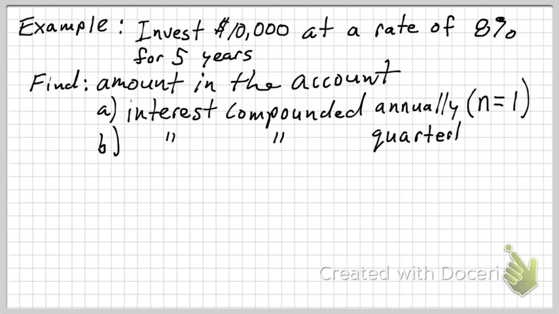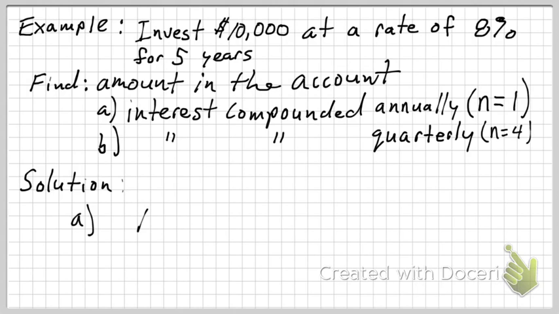All right, what if they said we're going to repeat the problem and we're going to compound it quarterly? That means 4 times per year. So we're going to enter 4 into our equation. All right, so let's do the computation here, first with n equal 1, then n equal 4.